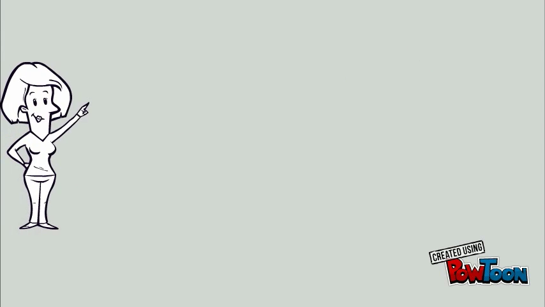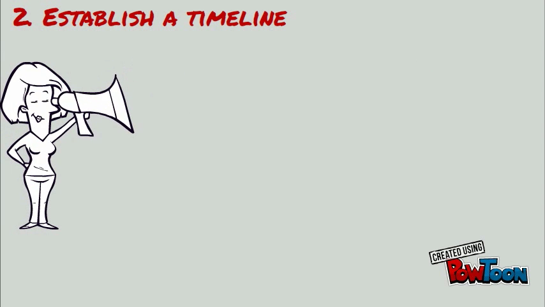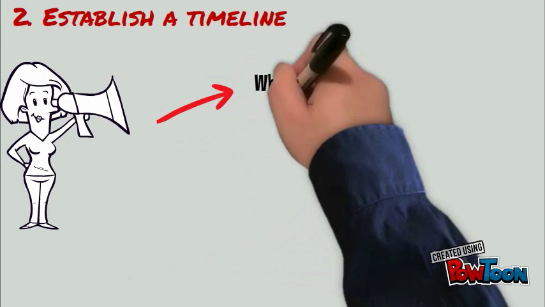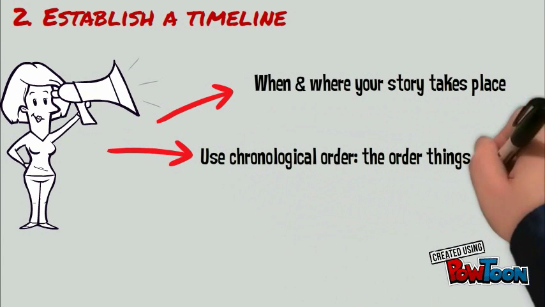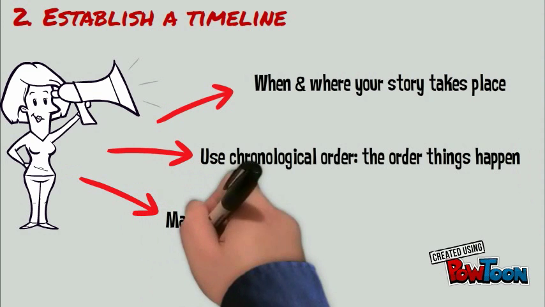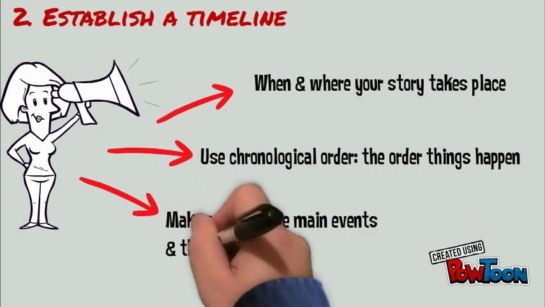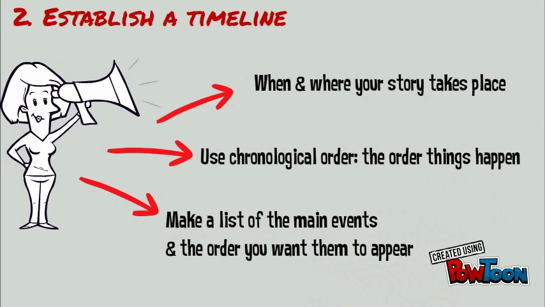Okay, so step 2 is establishing a timeline. I want you to think about when and where your story takes place. Remember to use chronological order. That's the order things happen. And make a list of the main events and the order that you want them to appear on the screen.